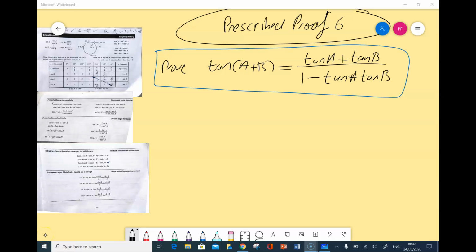Okay, so last of the trig proofs. Prove tan A plus B equals tan A plus tan B over 1 minus tan A tan B. So we'll just start off with our tan A plus B formula that we have before that.